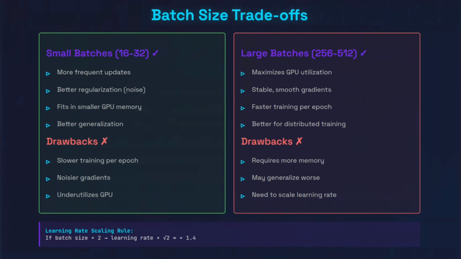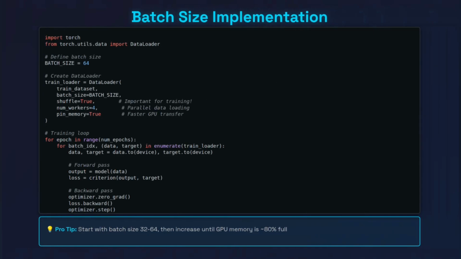Here's the rule of thumb. When you double the batch size, you should consider increasing the learning rate by roughly the square root of 2, which is about 1.4 times. This is called the learning rate scaling rule. Let's see how this looks in code.